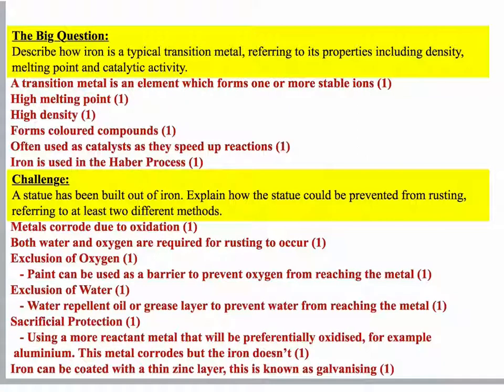We can also use sacrificial protection. So this is where we use a more reactive metal that will be preferentially oxidized, for example, aluminium or zinc. In this case, the metal corrodes, but the iron doesn't. We can also coat the iron with a thin layer of zinc in a process known as galvanizing.